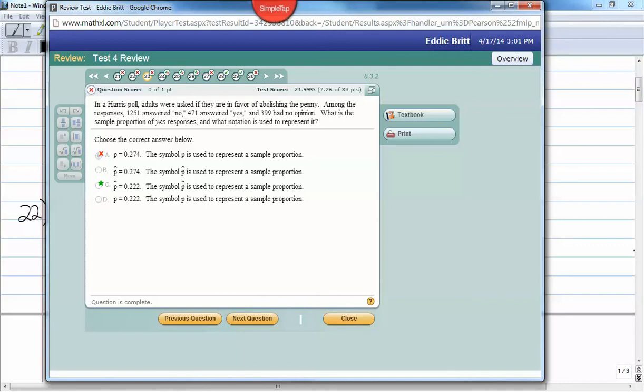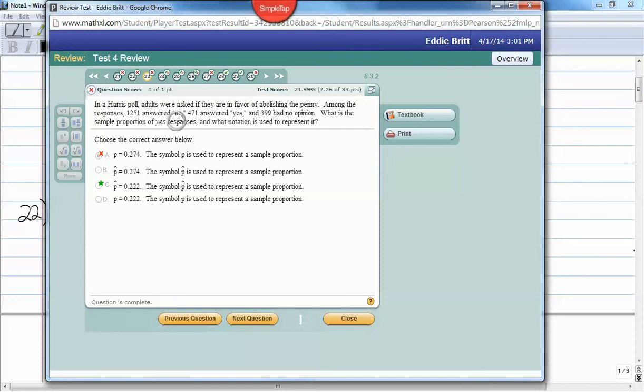Among the responses, 1,251 answered no, 471 answered yes, and 399 had no opinion. What is the sample proportion of yes responses, and what notation is used to present it? Okay, so this is a sample. So the notation for a sample proportion is p hat. So that's the notation we need to use.